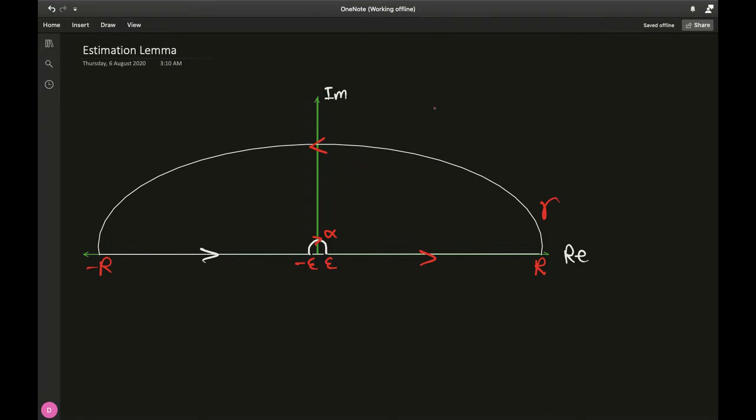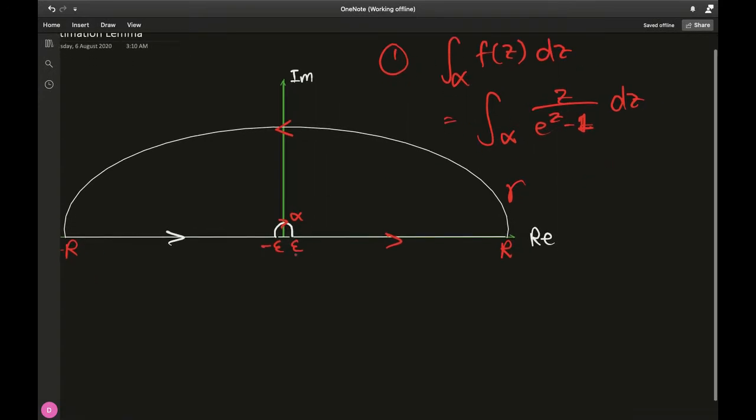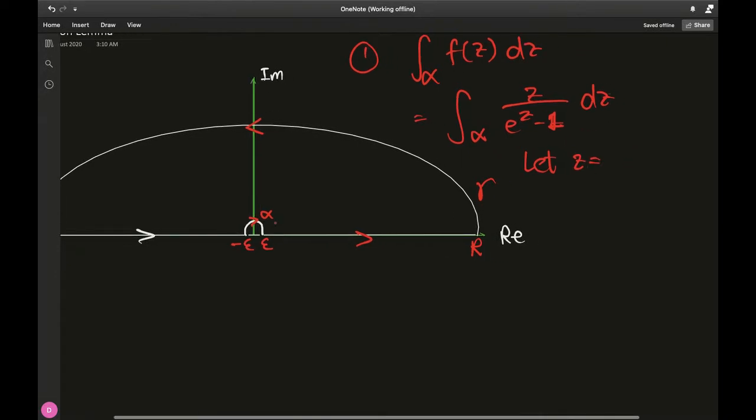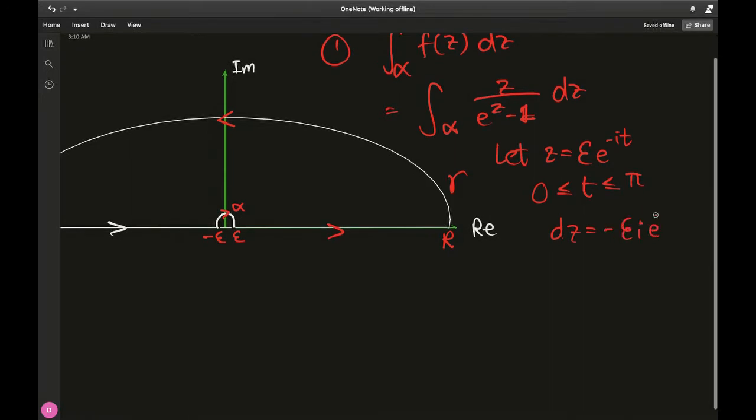Okay, so this is basically the contour we have. First, let's look at the integral over alpha of f of z dz. Making substitutions for f of z, we have the integral over alpha of z over e to the z minus 1 dz. To write the line integral, we have to make some parameterizations. So let z be equal to the radius of this path, epsilon, times e to the negative i t, negative because we are going in a clockwise manner here, and a clockwise path will always have a negative angle associated with it. So we're taking care of that here. And t is going from 0 to pi because it's a semicircle like that. dz is negative epsilon i e to the negative i t dt.